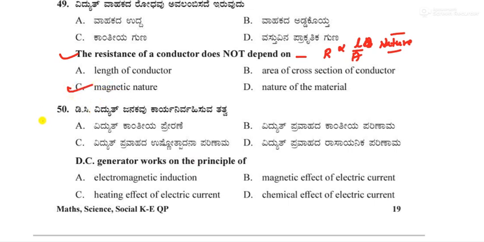Option number C. These three are the ones on which it will depend: area of cross section, length of conductor, and nature. Other than these three, it will not depend upon anything. And temperature should be constant.